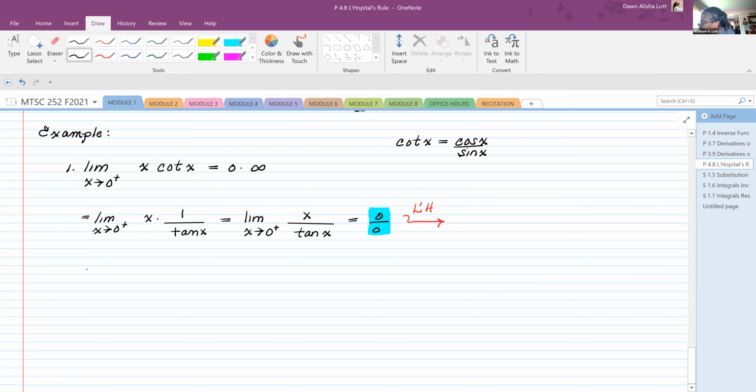So this is the limit as x approaches 0 from the right. The derivative of x is 1. We said the derivative of tangent is secant squared. So as x goes to 0, I get 1 over 1. So this answer is 1. So note, infinity times 0, I don't know what it actually could equal, but it doesn't equal 0. For this problem, it gave me an answer of 1.